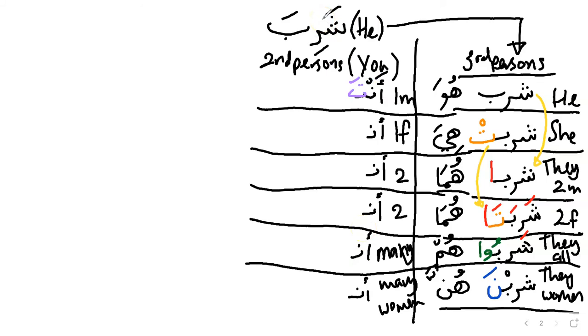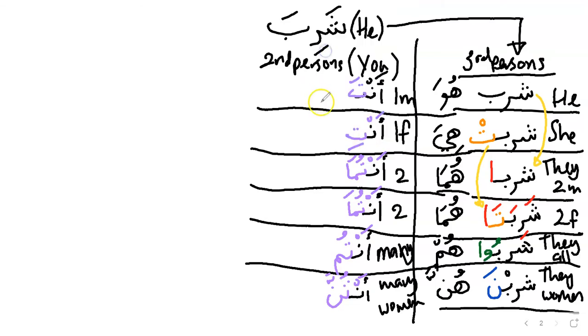So you, Ahmad: anta. You, Fatima: anti. You, Ahmad and Ali, the two of you come here: antuma. Anta, anti, antuma. You two, Fatima and Aisha, same thing, antuma. All of you over there, come here: antum. And all of you women, sit down: antunna. Anta, anti, antuma, antum, antunna.